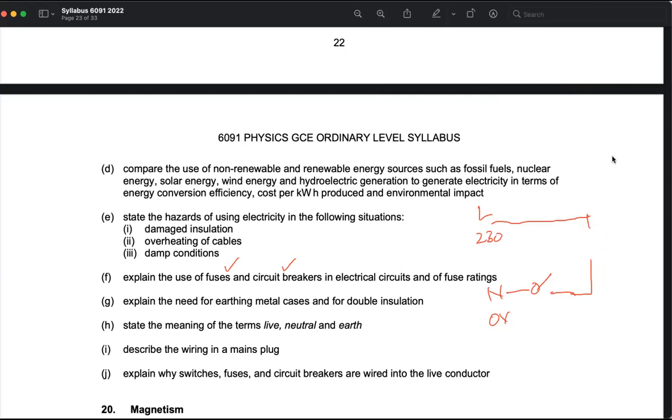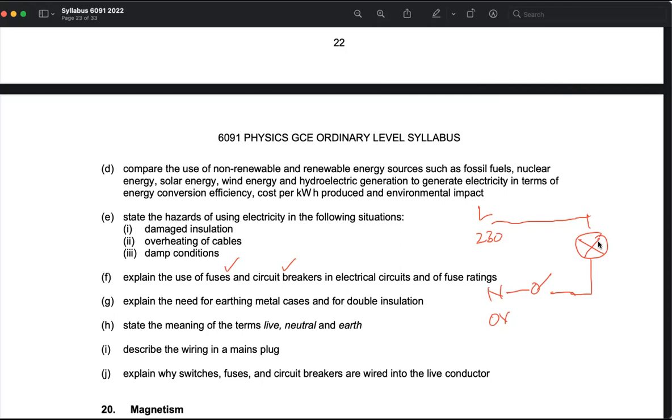Let me just use another example. I use a light bulb. Can this light bulb light up when my switch is open? Chelsea, Yiting, and Ryan, can you tell me? It will not, because the circuit is open. There's no complete circuit, no closed circuit. The light bulb will not work.